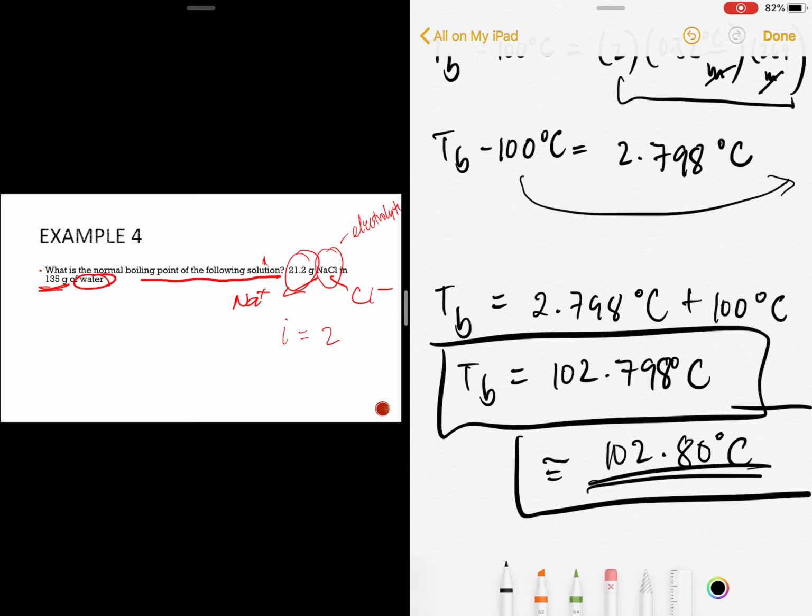So, we'll have a separate video wherein we practice on problems on colligative properties. So, that's it for this lecture.